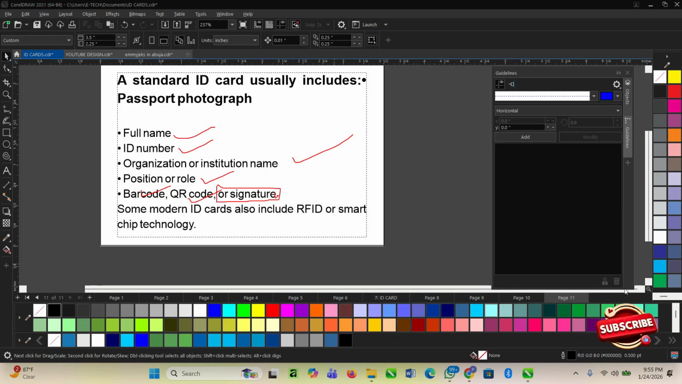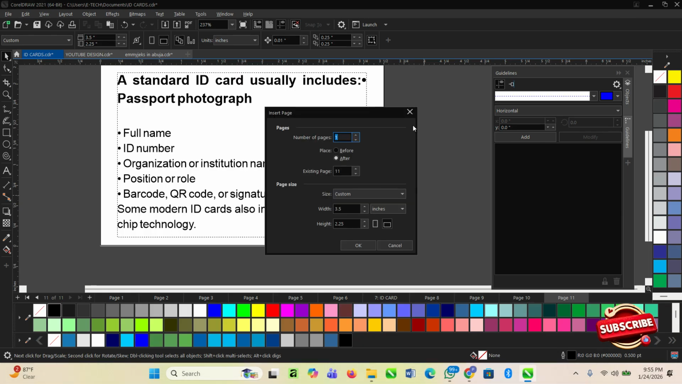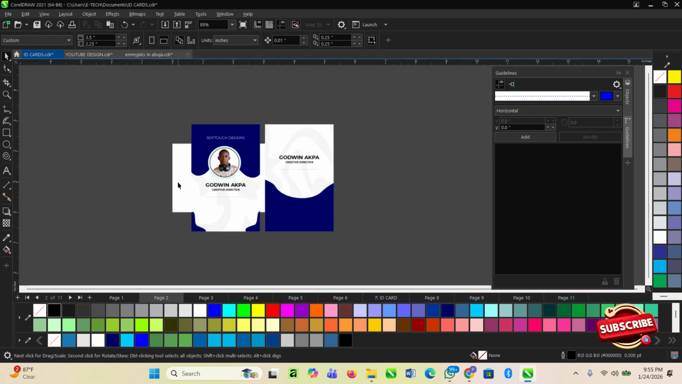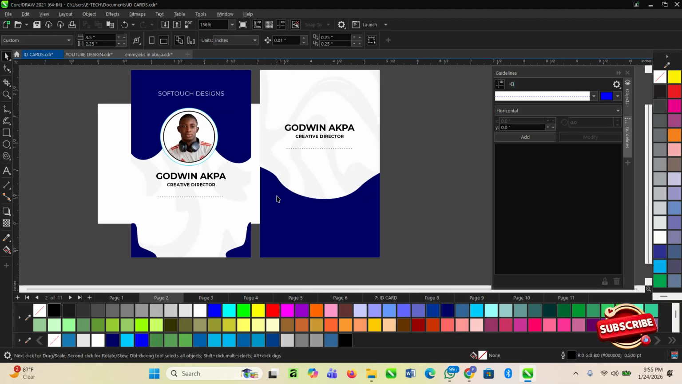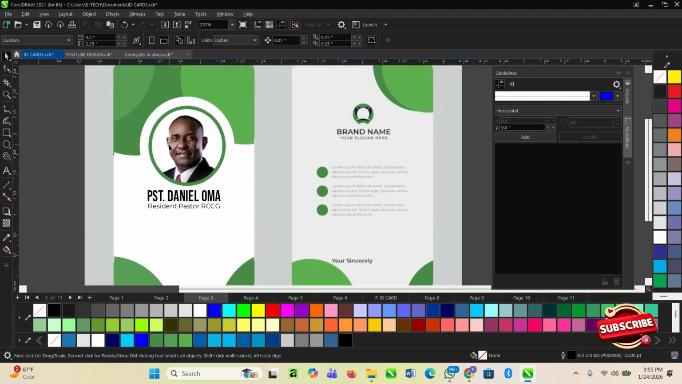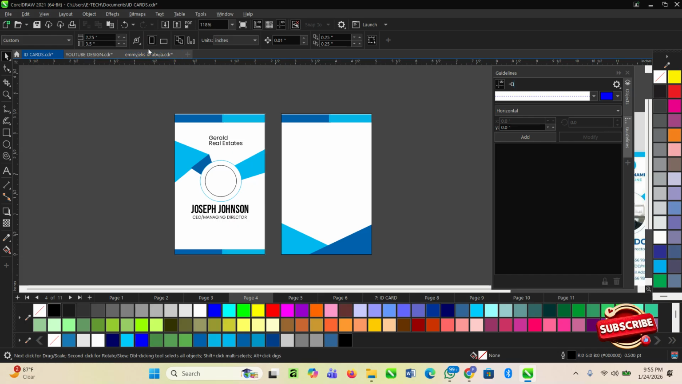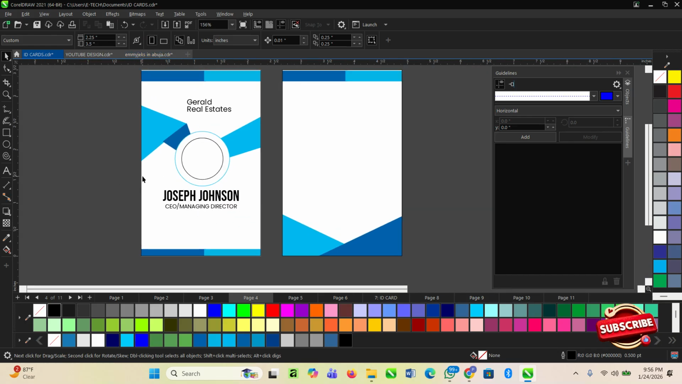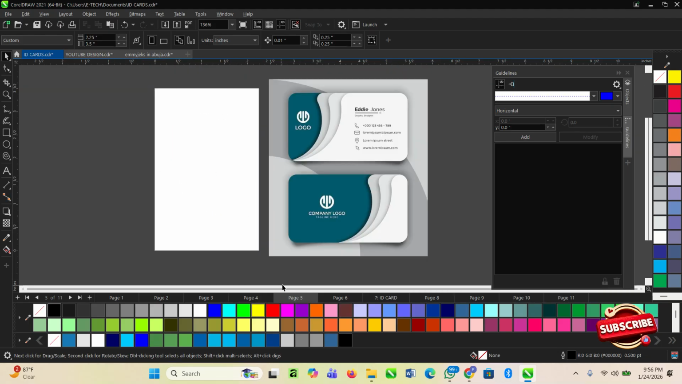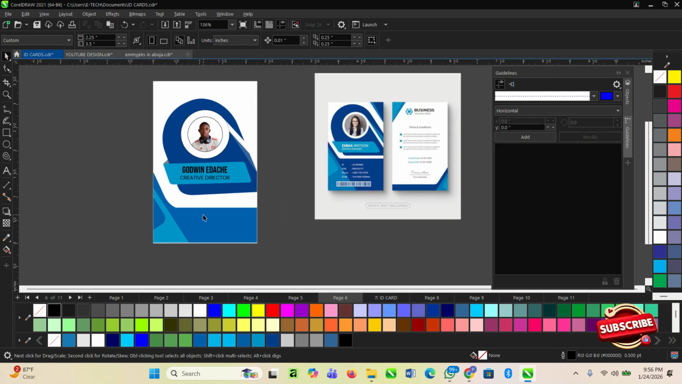Then let's forge ahead quickly to other forms of ID. This is a brand ID for software designs. This is for my brand, and these are other forms of ID, as you can see. This is also a company ID, for Gerard Real Estate. This is a form of ID for them. And then this is a business card, which is another form of ID.